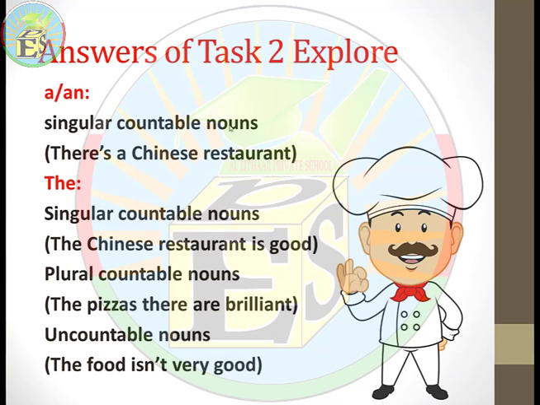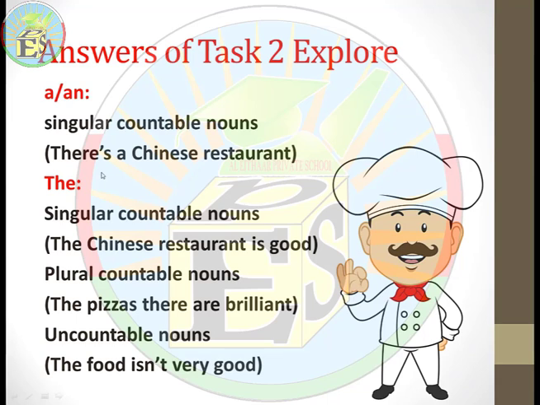Here we have the answers of task number 2, explore. The first thing we're going to start with is the articles a and an. These articles go with singular countable nouns. So put a tick on the column of a and an, the first one, singular countable nouns. An example of this from the text is, there is a Chinese restaurant. Singular countable noun, a Chinese restaurant.